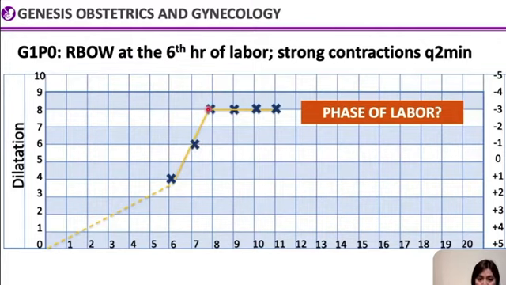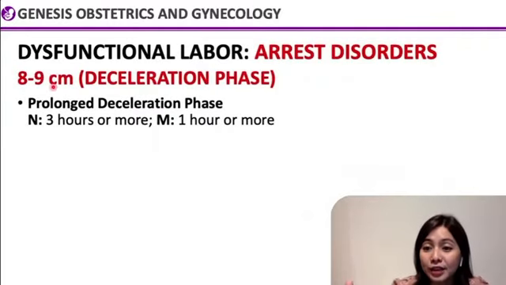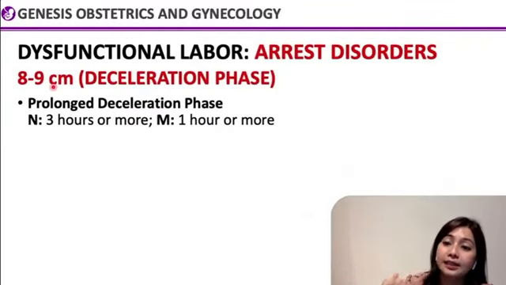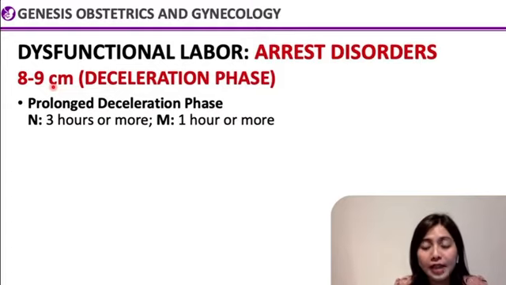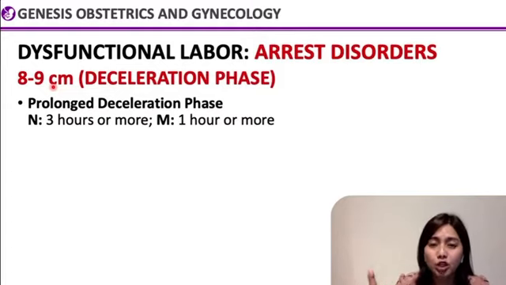Specifically, she is in the deceleration phase. Why? Because 8 and 9 centimeters is your deceleration phase. So this patient is already in the deceleration phase. So what does the deceleration phase mean? The fetal head should have descended at this point, entering the pelvic division. So in terms of functional division, she is in the pelvic division of labor, where your cardinal movements should take place.